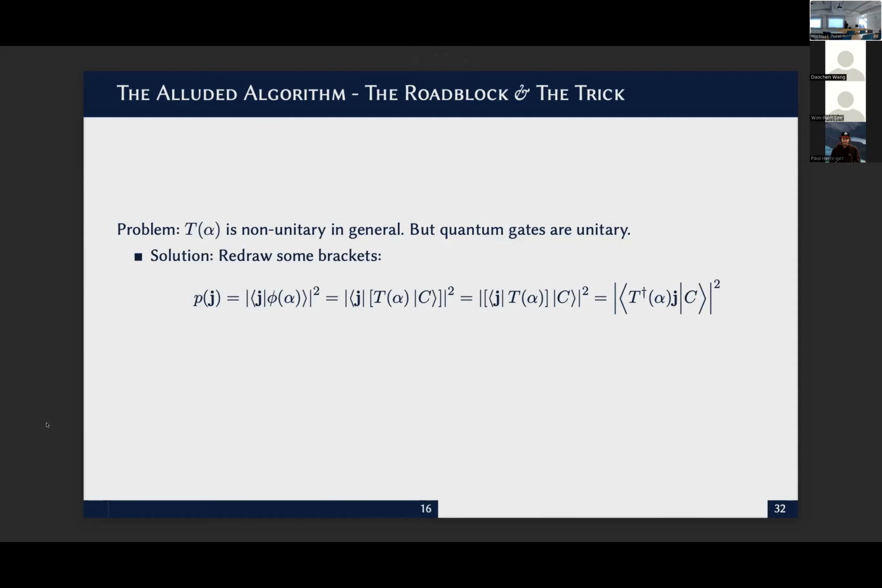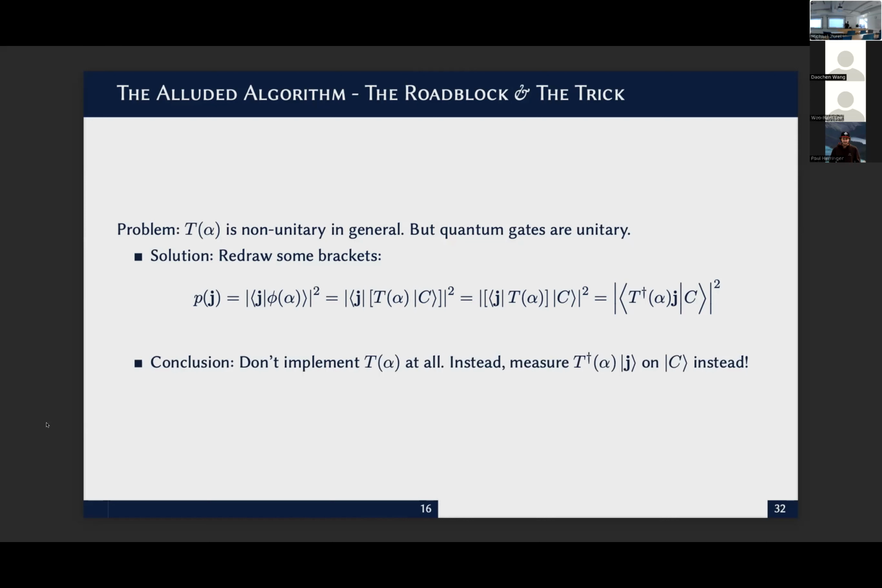So we do a bit of staring and do our favorite trick of just redrawing a couple brackets. And we make the observation that, well, an expectation value is just a sum weighted by probabilities. And a given probability that I measure J on this interpolated ground state is just the probability that I measure T dagger of J on the cluster state. In other words, what if I don't implement this T operator at all and instead just implement the cluster state and measure it in a rotated basis?